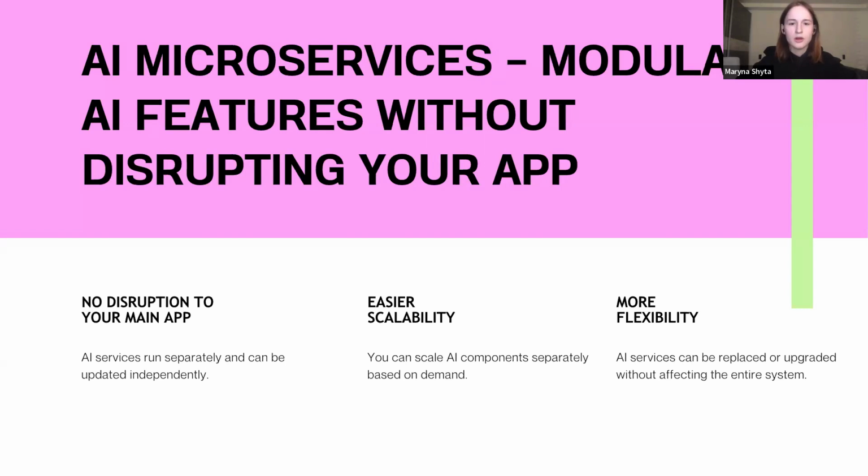How this works in practice: imagine you want to integrate an AI-powered chatbot into an e-commerce platform. Instead of modifying the entire backend, you can deploy the chatbot as an independent service that interacts with your main app via API calls. If you later decide to switch to a better model, you only need to update the chatbot service without touching the rest of your system.